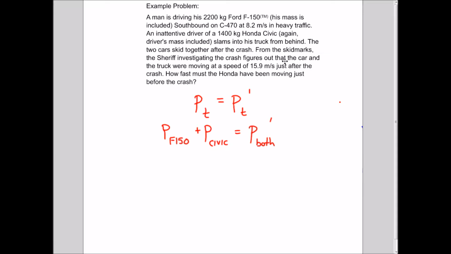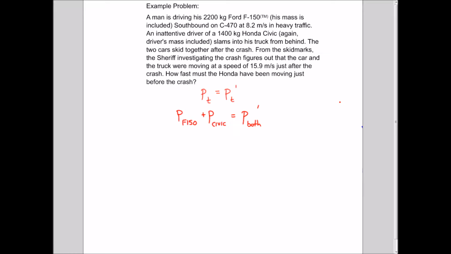When I read this problem, I find out that I certainly have enough information to find the momentum of the F-150, and I also have enough information to find the momentum of both of them afterwards, but I don't have enough information to find the momentum of the Civic ahead of time. In fact, the answer I'm looking for here, how fast the Honda was going just before the crash, I will find by knowing what the momentum of the Civic is. So in this problem, I'm going to solve for the momentum of both of them first, and also the momentum of the F-150, and then I will just subtract those two to find the momentum of the Civic. So it's always a good idea to do a little pre-planning when you're doing this kind of problem.